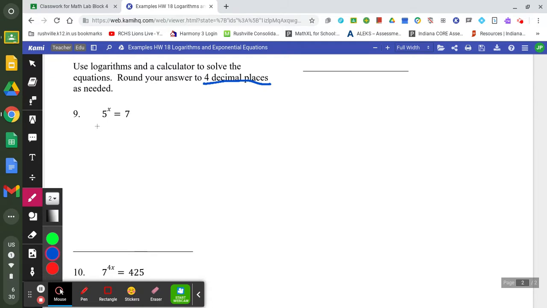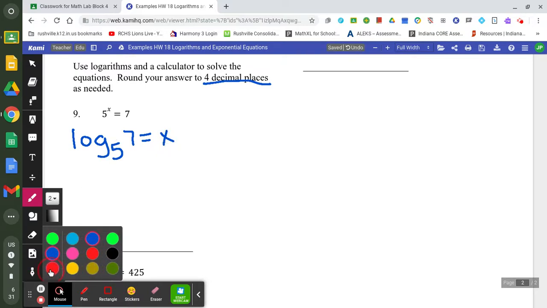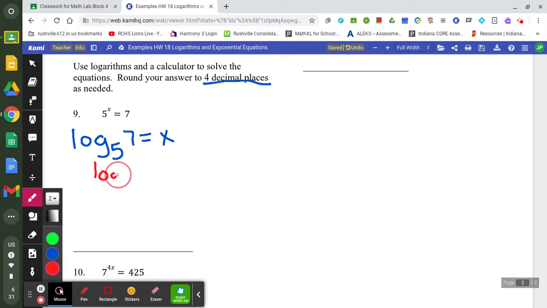So we need to change this to a logarithm. The base is 5, that goes down here. Log base 5 of 7 equals x. And since we can't make those the same base, the next step is to take log 7 over log 5. What we're doing is change of base. That's what it's called. Once we get that set up, we can put this in our calculators. So I'm going to switch over to Desmos to show you how to do that.